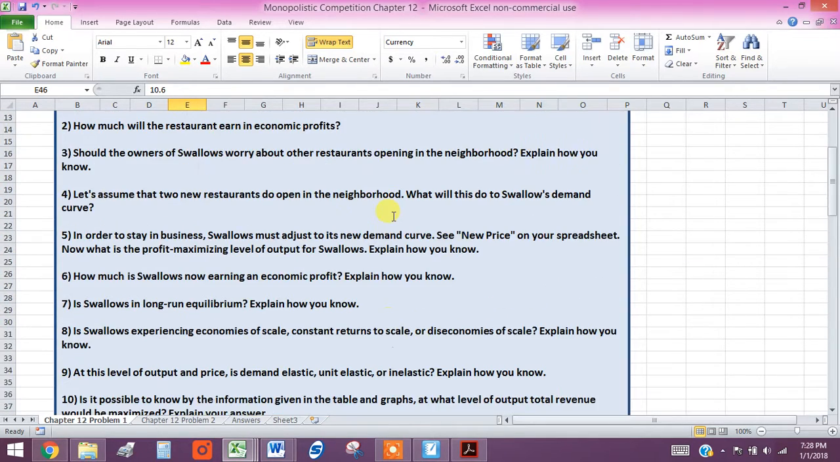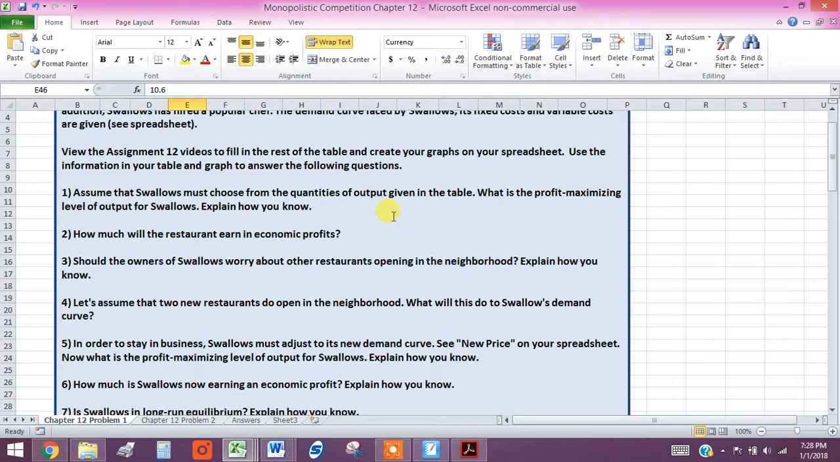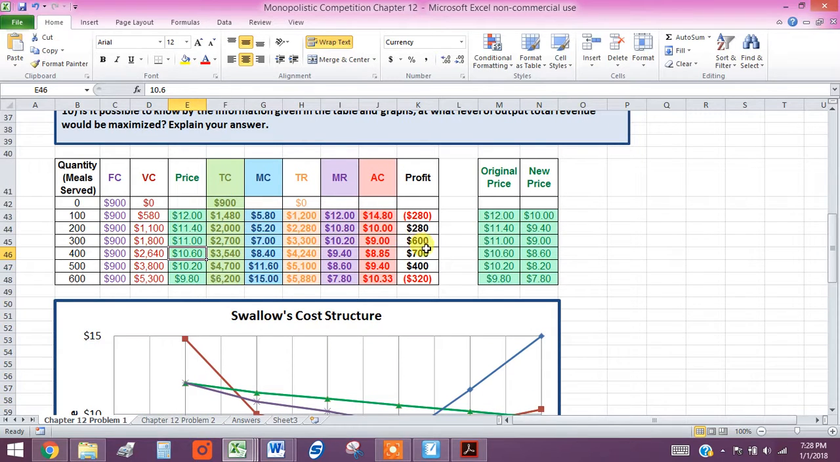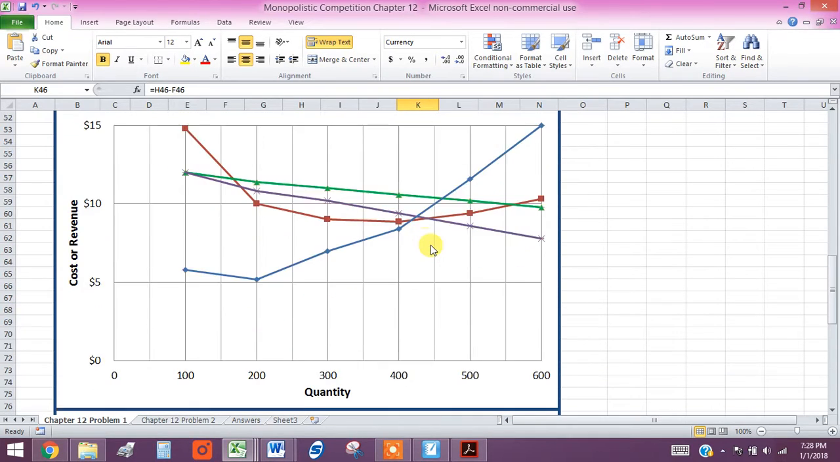Okay, now number two, how much will the restaurant earn in profits? Well, that's really easy. We can just go to our table and see that it's 700 right here. Okay, and you can also see it if we look at where the difference between total revenue and total cost is the highest, because that's what profit is. And we can also see that on the second graph down here.